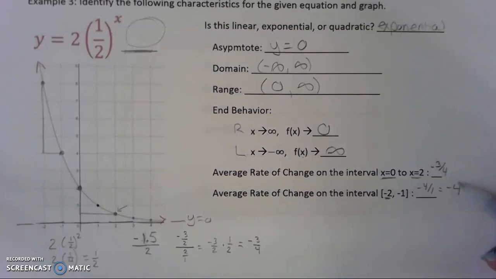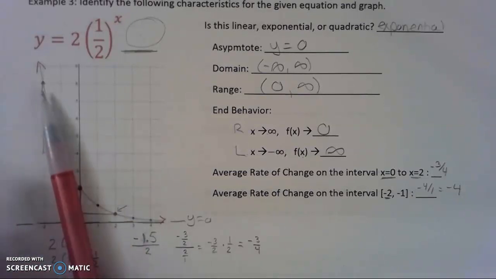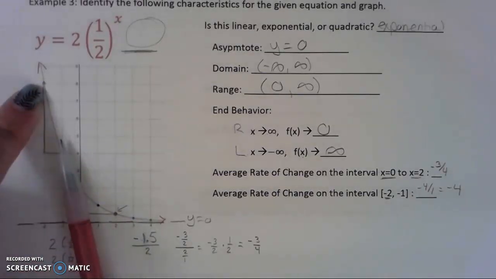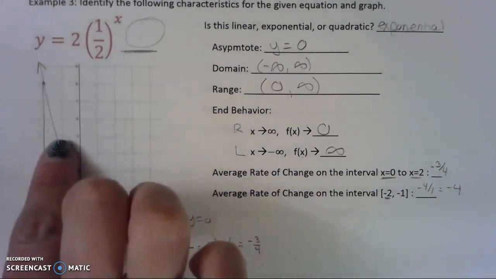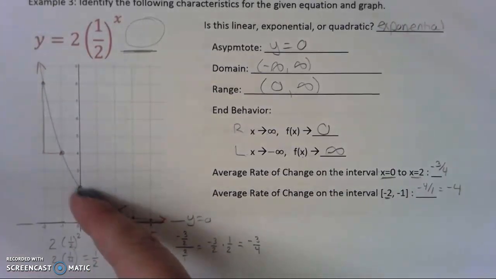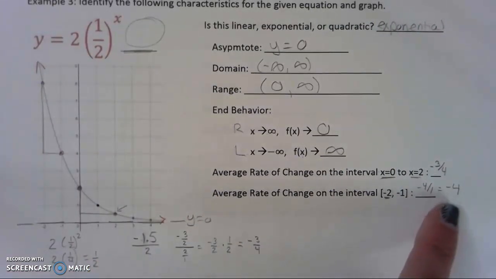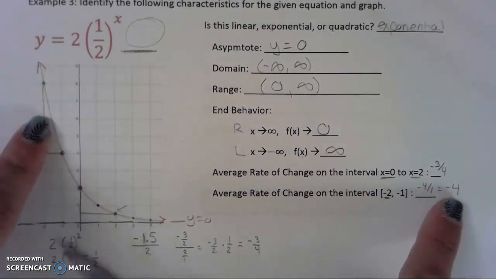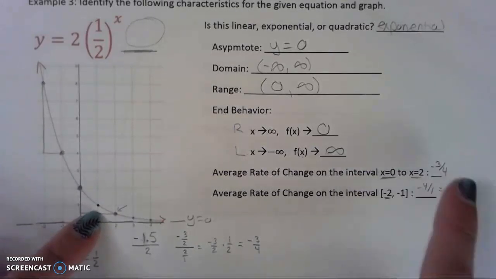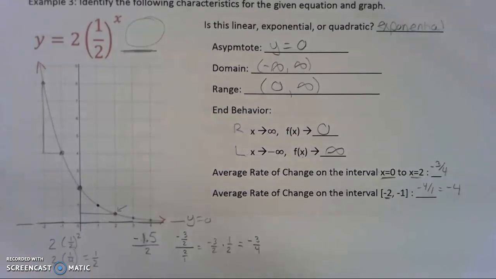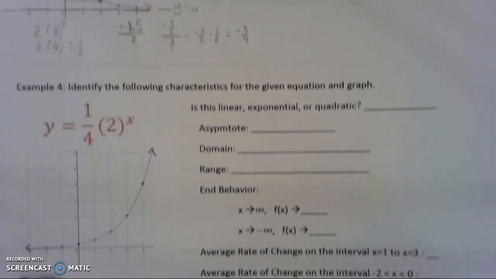Notice that these two average rates of change are not the same. That's because this piece of the graph right here has a different slope than this piece of the graph here. This slope is steeper and this slope is less steep. So that means this number here should be bigger because that was the steeper slope than this number down here, which was less steep. So you should notice that with exponential functions, your slopes between two different points are going to be changing all the time.